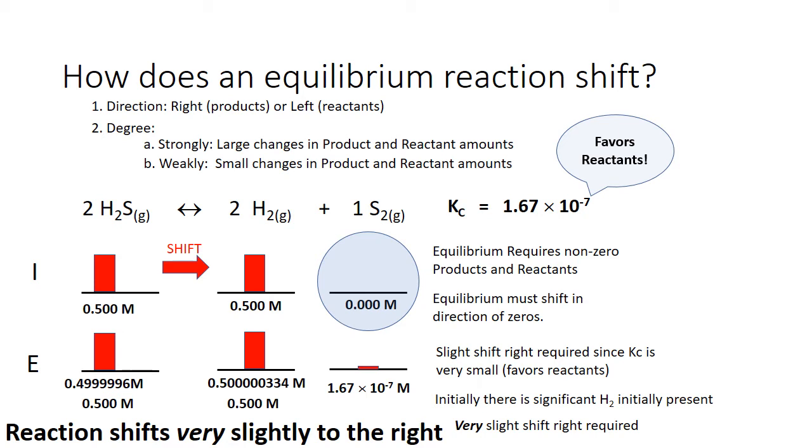So there you have it. In this case, this reaction, like the previous example, does shift to the right, but unlike the previous example, given that it has H2 that's been given a head start, it shifts very, very slightly to the right, just enough to produce a small amount of S2 that satisfies the equilibrium conditions.